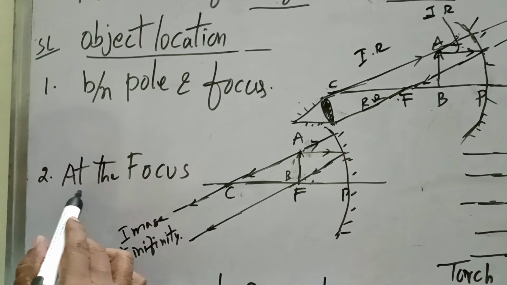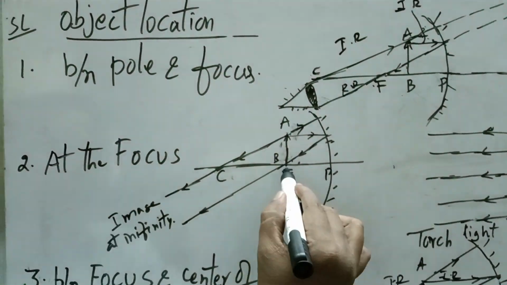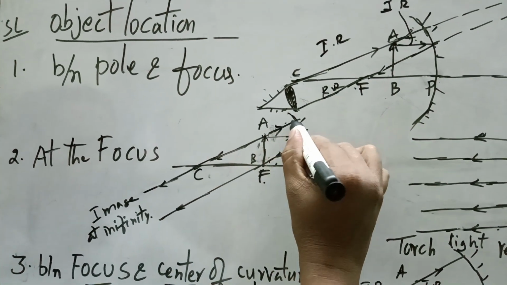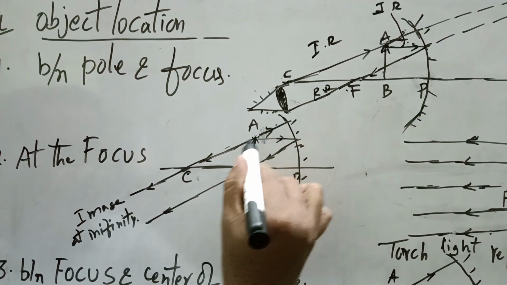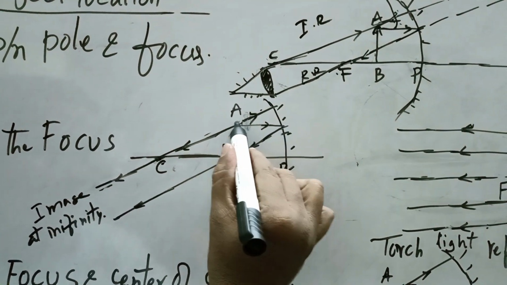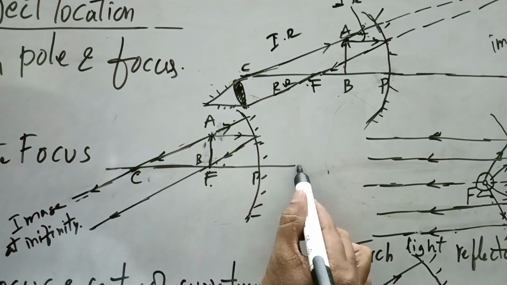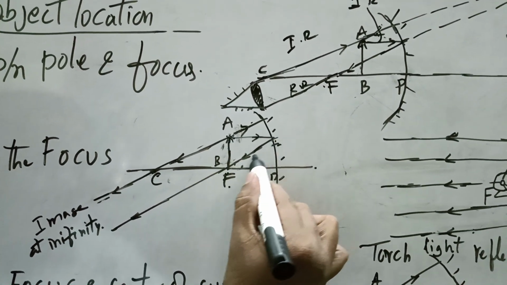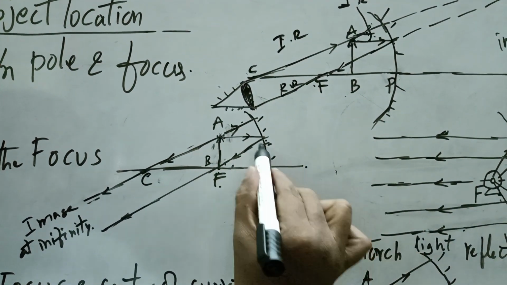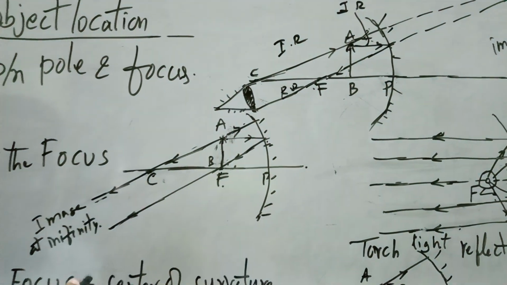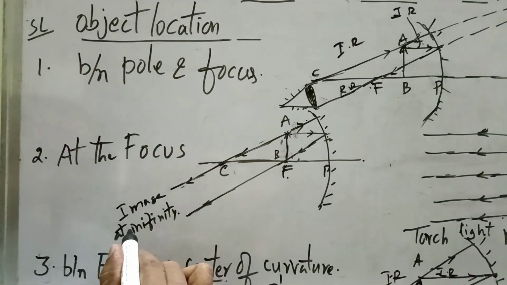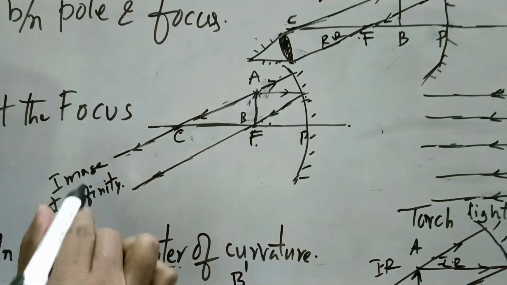Now the second one is object at the focus. When the object is at the focus, one incident ray is through the center of curvature, so the reflected ray will be passing again through the center of curvature, and another one is the parallel ray, that is parallel to the principal axis. This is the incident ray and it reflects back through the focus here. When the incident ray is parallel to the principal axis, it reflects through the focus. Now remember that these two rays are not intersecting at any point. Therefore we get the image at infinity.